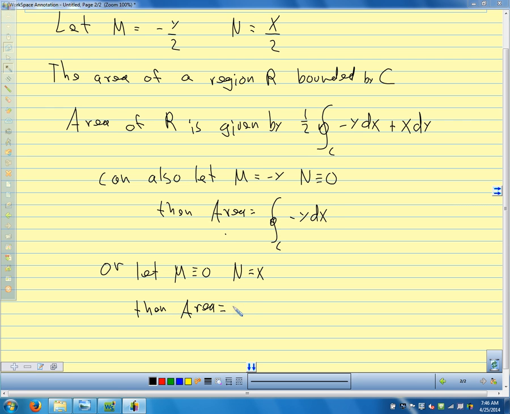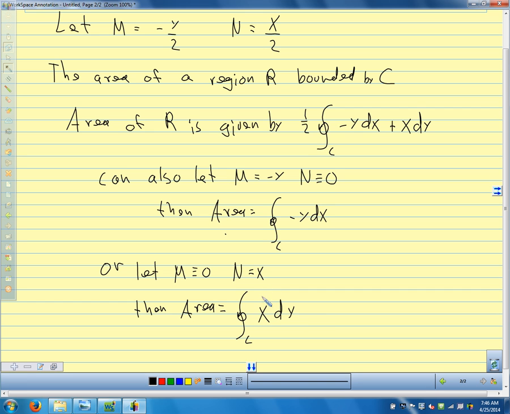All right, so if we let N equal x, and M is identically 0, so it's 0 everywhere, then our area is the line integral around our curve of x dy.